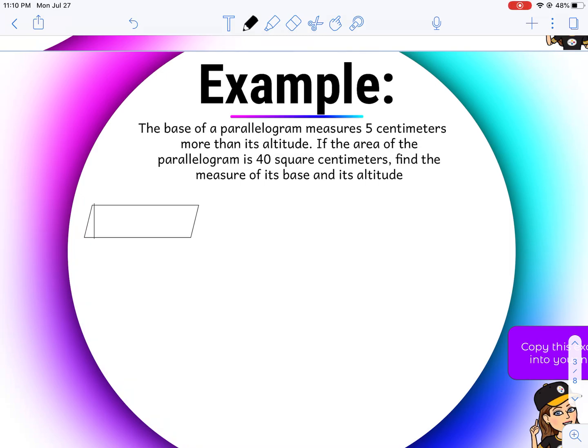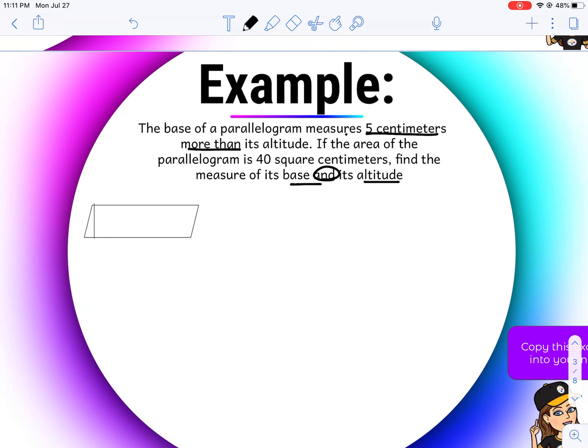Okay, in this example, we're going to look at a geometric problem that also deals with the quadratic formula. This one is dealing with a parallelogram, and it says that the base of the parallelogram measures 5 centimeters more than the altitude. They also tell us the area of the parallelogram is 40 square centimeters, and they want us to find the measure of the base and the altitude. So we want to figure out both of them.